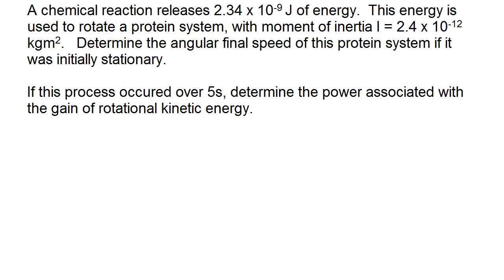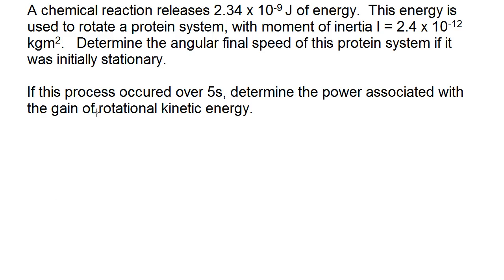So here we have a chemical reaction which is releasing a certain amount of energy. We're using all of this energy to rotate a protein system, and we've been provided with the moment of inertia of this particular protein system. So our goal here is to determine the final angular speed of the protein system if it was initially stationary. And then afterwards, we're going to use our changes of energy to determine another quantity known as the power, which is the rate at which energy gains occur. In other words, it's the change in energy divided by the change in time. So it tells you how fast energy is being moved from one form to another.